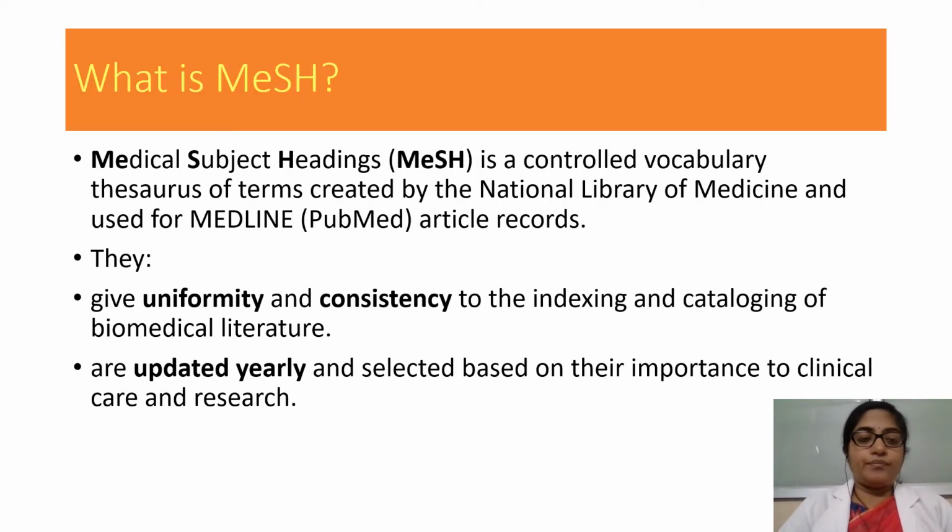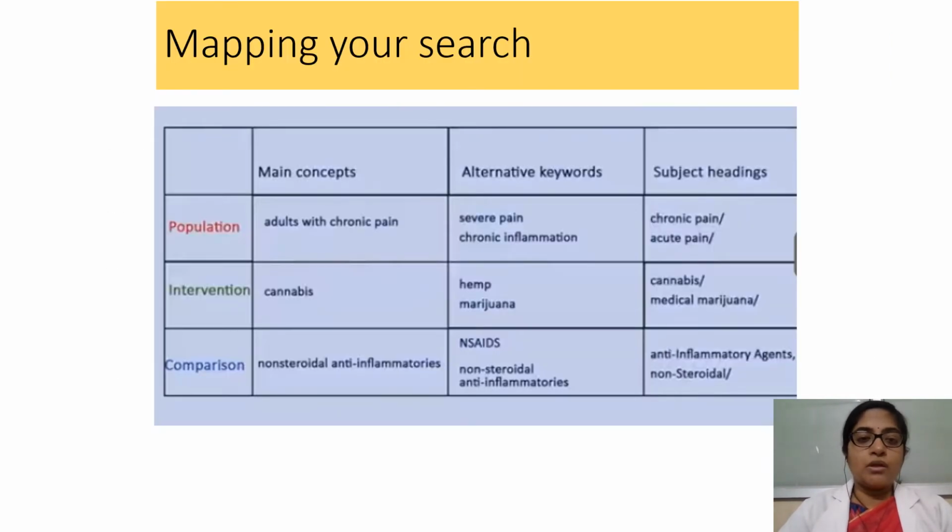What is MeSH? MeSH is the acronym for Medical Subject Heading. It is a controlled vocabulary thesaurus of terms created by the National Library of Medicine and used for Medline PubMed article records. They give uniformity and consistency to the indexing and cataloging of the biomedical literature, and they are updated yearly and selected based on their importance to clinical care and research. So Medical Subject Heading is a very important term to understand when we are doing systematic reviews.